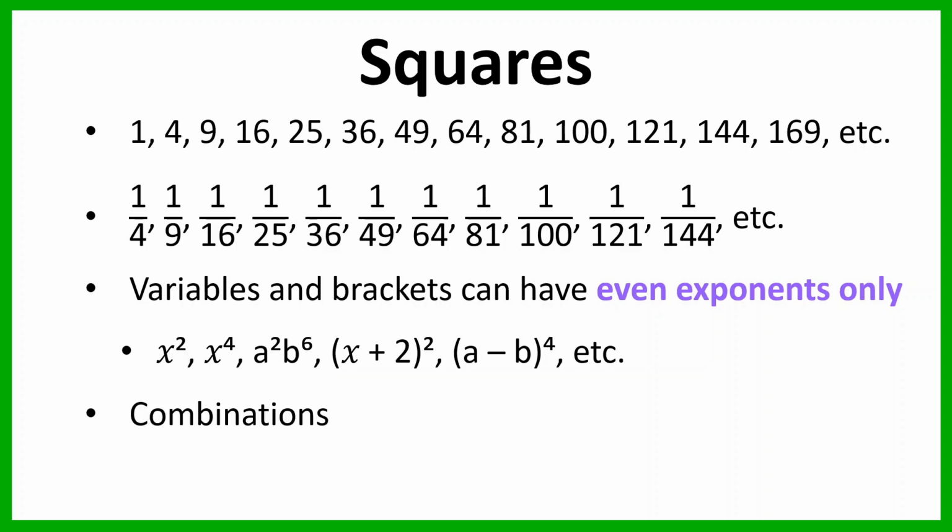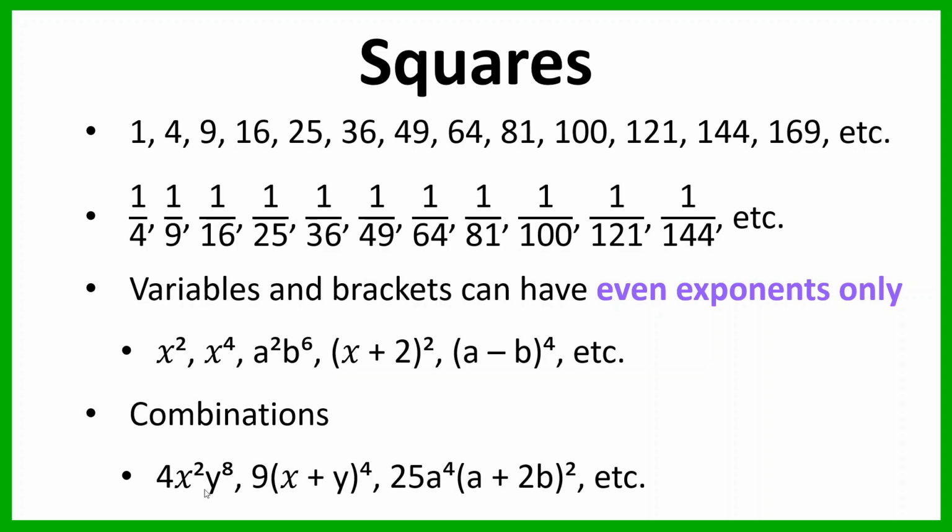Okay, you can also have combinations. So for instance, you can have numbers like 4 and then variables x squared y to the power of 8, or you could have 9, which is a perfect square, and then your bracket (x plus y) all to the power of 4, or you could have 25 a to the power of 4 and then brackets (a plus 2b) all squared. So you can have combinations of your square numbers and your variables, and you can have brackets as well, as long as your variables and brackets all have even exponents and your number is a perfect square. Then you can use difference of two squares if you've got two terms and they are being subtracted.